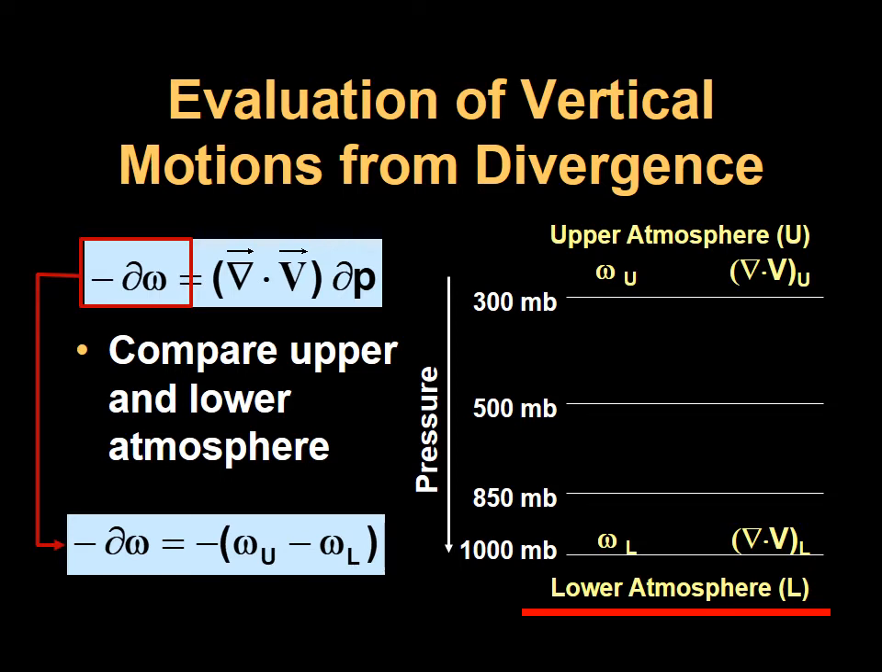We'll separate our derivative. We'll say that the derivative of omega, minus the derivative of omega, I should say, is equal to minus omega upper minus omega lower. So we're looking at the upper level vertical velocities and the lower level vertical velocities.